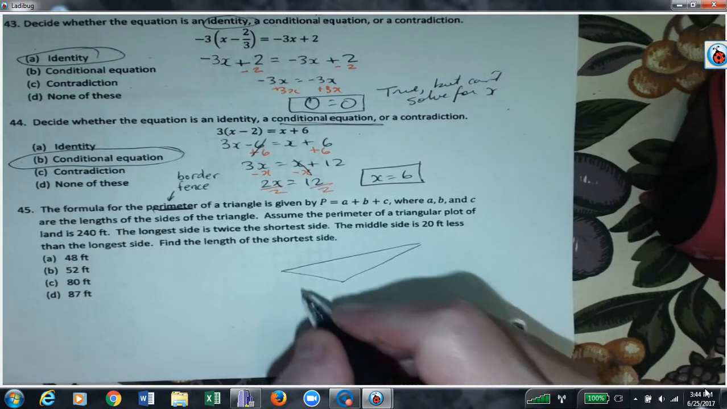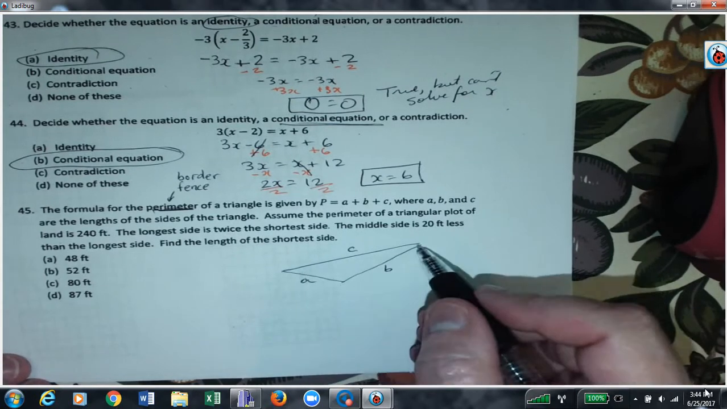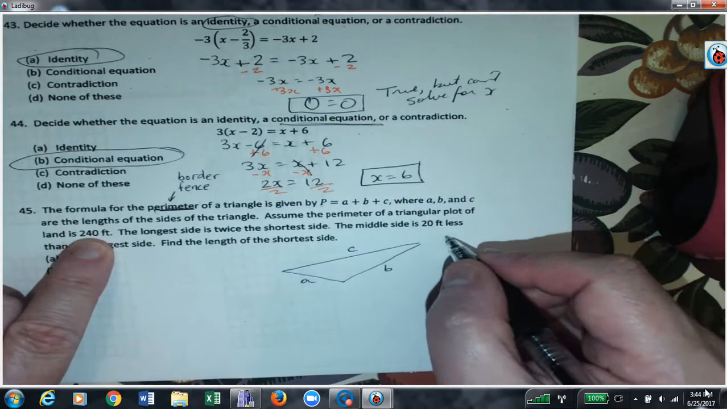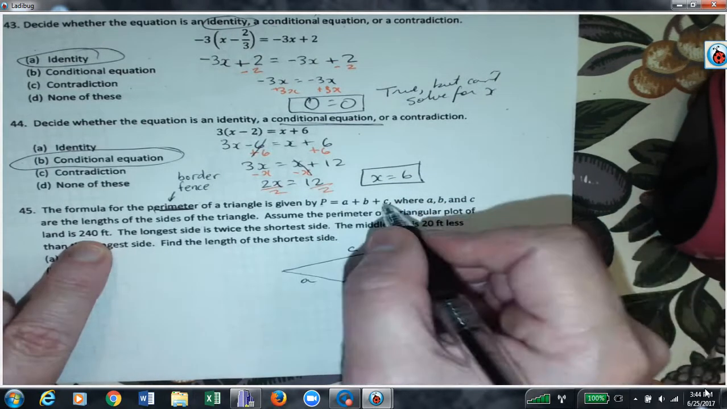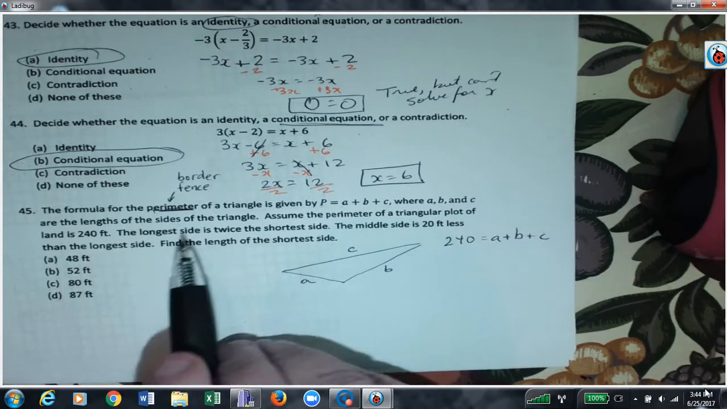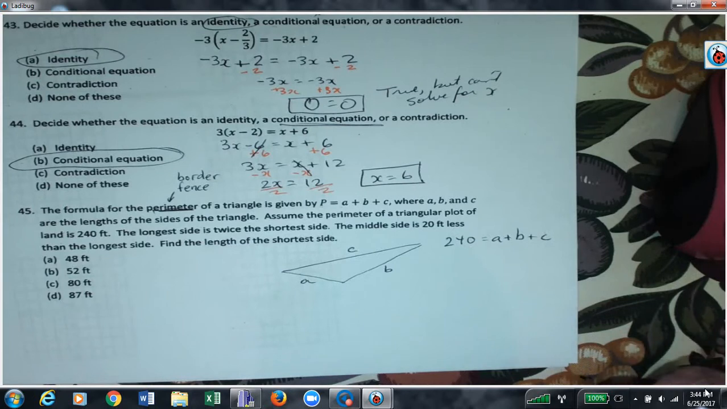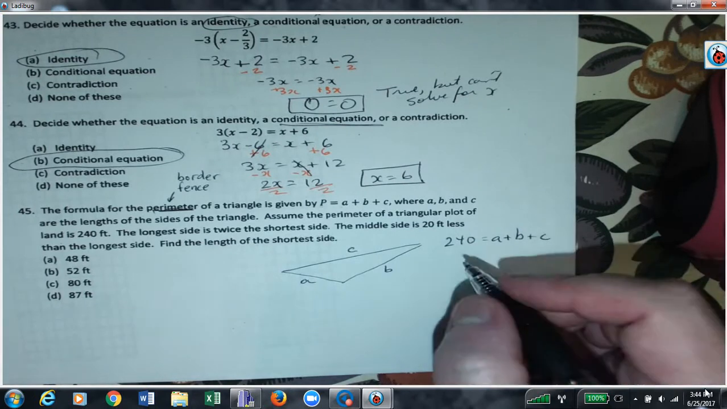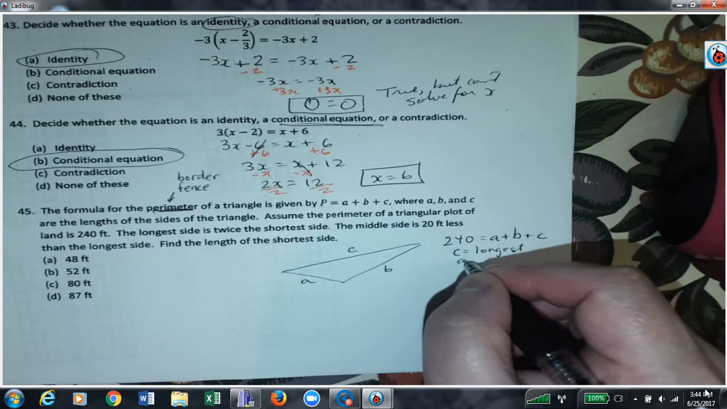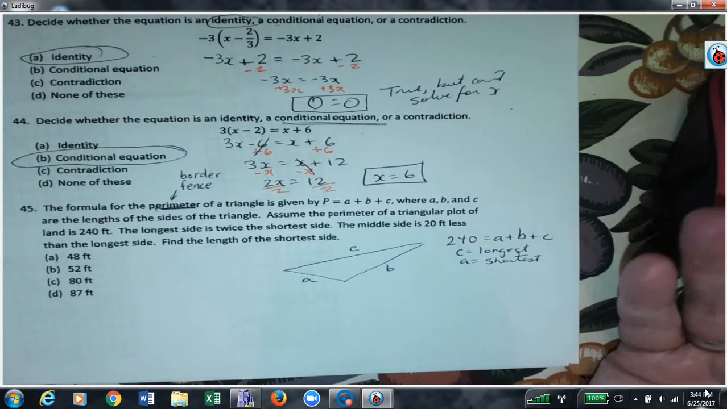And I'll call this A, B, and C. So I've got a triangular plot of land, so the perimeter is 240. And the perimeter is adding up the separate sides of the fence. Now the longest side is twice the length of the shortest side. So in what I've drawn, C is the longest, A is the shortest. That's just in my drawing. You might have drawn it differently.